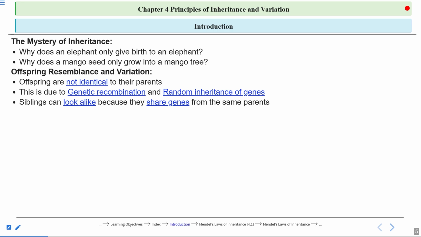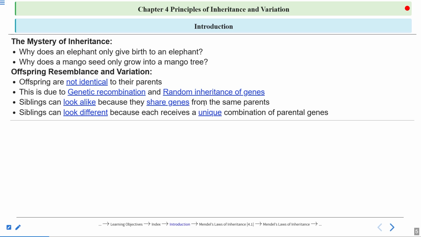Clear? So the sisters, the brother, okay, they sometimes look alike. So why do they look alike? Sometimes they share a lot of similarities. So if you see them, you say, okay, they are related. You can tell them by seeing them. So siblings look alike. Why? Because they share genes from the same parents. Although there are a lot of differences, they share some genes. That's why they resemble each other.